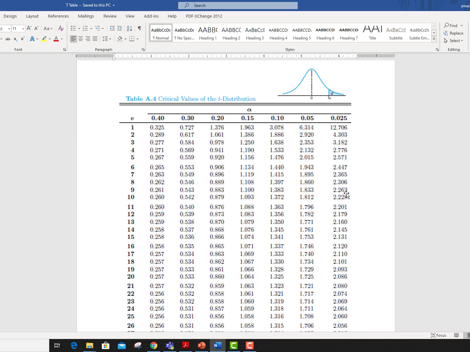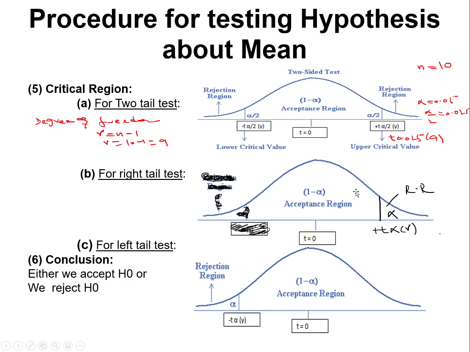This value is 2.262. So we write 2.262 on the plus side, and on this side it will be minus 2.262. This is the accepted region, and beyond this threshold is the rejected region. This is how you will use the t distribution.